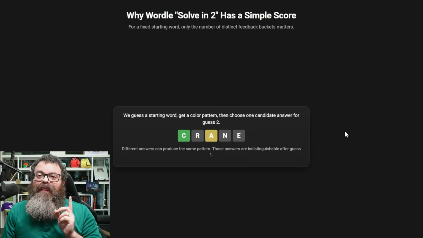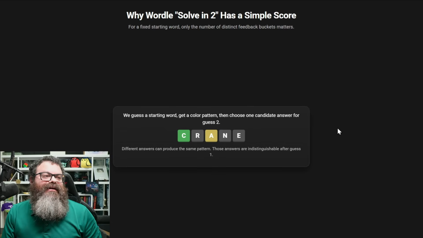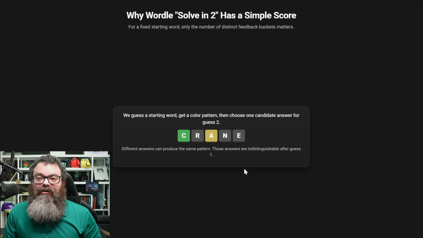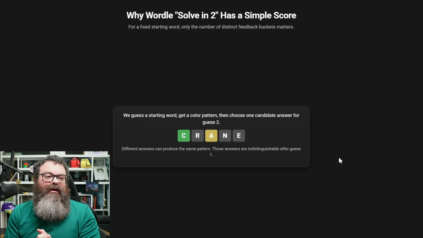How does that actually work? So, first of all, I'm going to tell you it's actually very easy to score, especially compared to the actual optimal starting word. We'll get to that. But what are we going to do here? Well, when we guess a starting word, we get a color pattern, and then we choose one candidate answer for guess two, right? So if I guessed crane, I might get this color pattern against whatever the current answer is, a green C, a yellow A, and then gray R, N, and E. So different answers will produce different patterns.